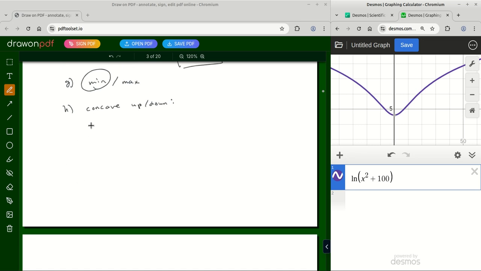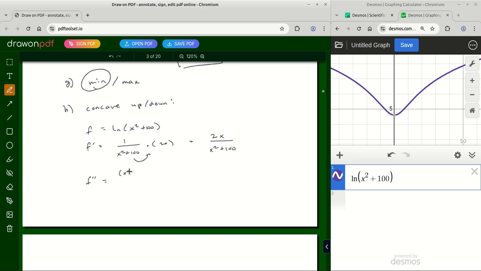So how do we do this one? Well, the goal is to get the second derivative equal to 0 and solve for x. So let's start. My original was ln of x squared plus 100. My first derivative: ln is 1 over stuff, and then the derivative of that stuff is 2x. So ultimately, I got 2x divided by x squared plus 100. My second derivative would then be quotient rule.